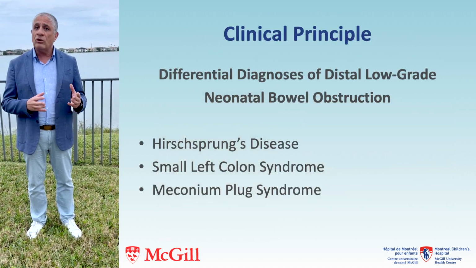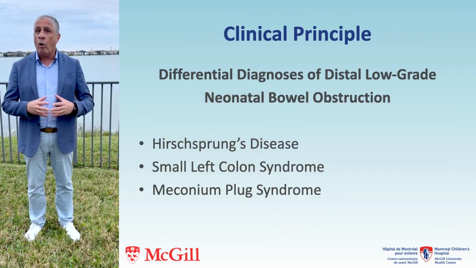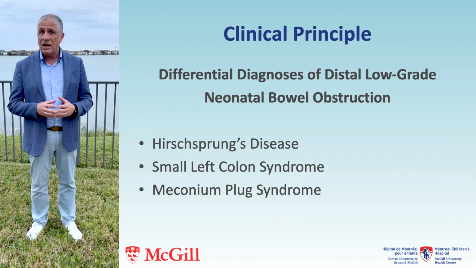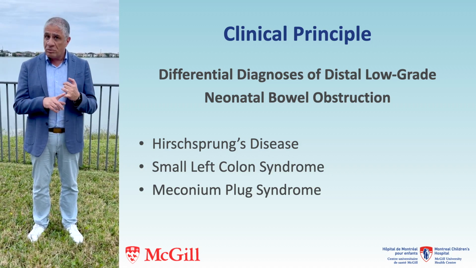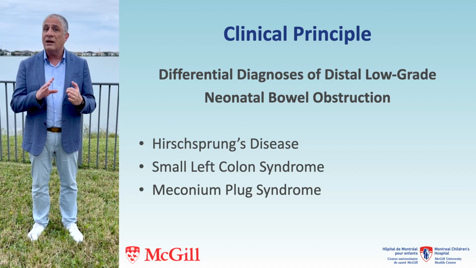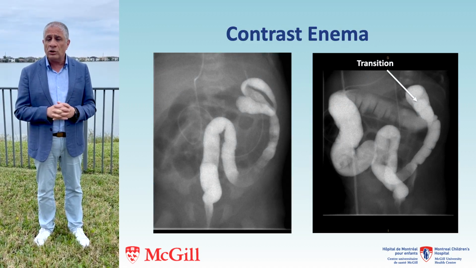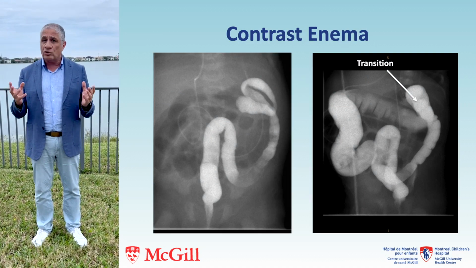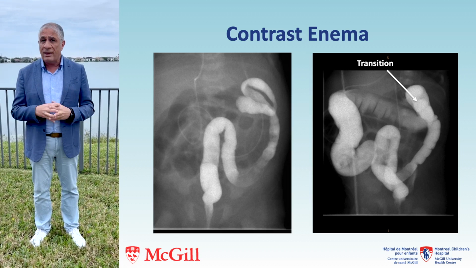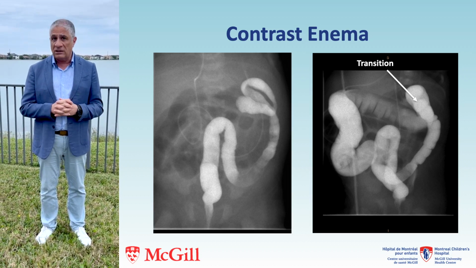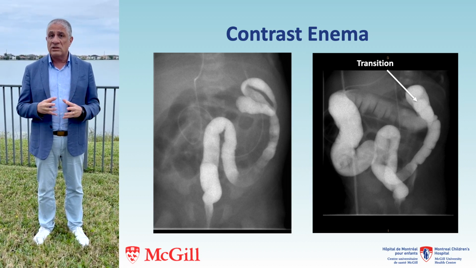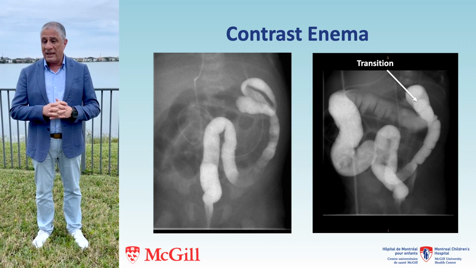And for distal low grade bowel obstructions, there really aren't a whole lot of differential diagnosis. There are essentially three: Hirschsprung disease, small left colon, and meconium plug. Meconium plug and small left colon are two entities that are well treated by a contrast enema. This baby has a classic small left colon, and you see a transition zone around the splenic flexure.